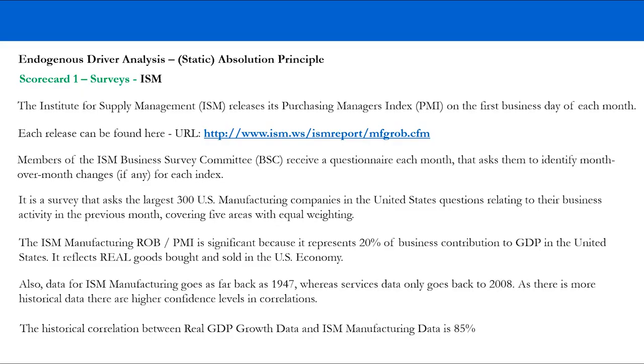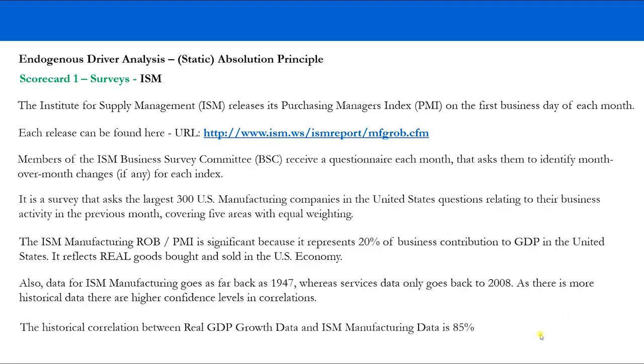And because there's more historical data, we can fit the data over many, many years and many business cycles, and there's a higher confidence level in the correlations that we obtain between indicators. And the historical correlation between real GDP growth in the United States and the ISM manufacturing data going back to 1947 is around 85%. So it's extremely high and extremely good at predicting the future of the economy and also predicting what central banks and governments will do.